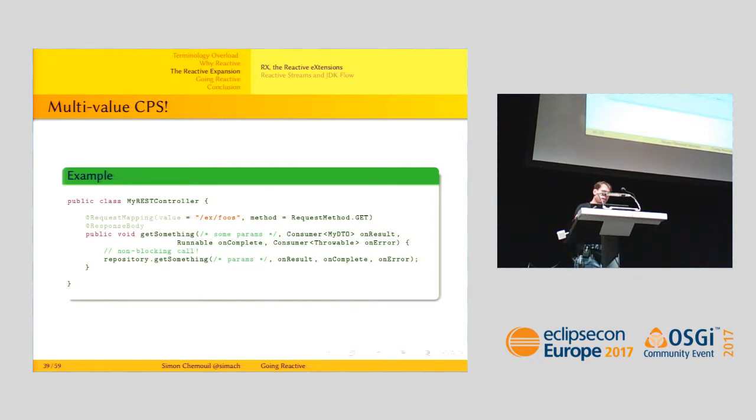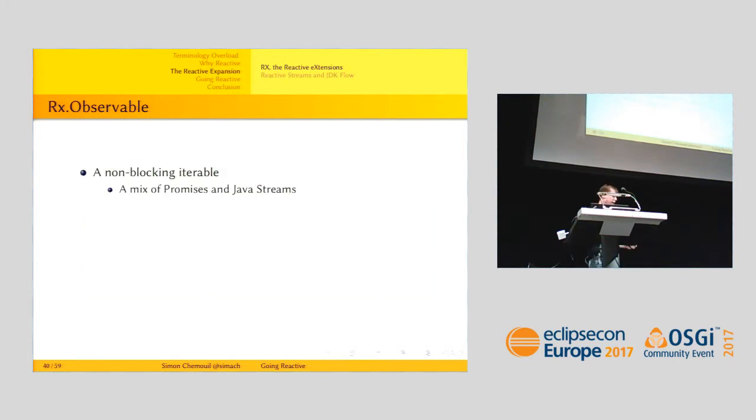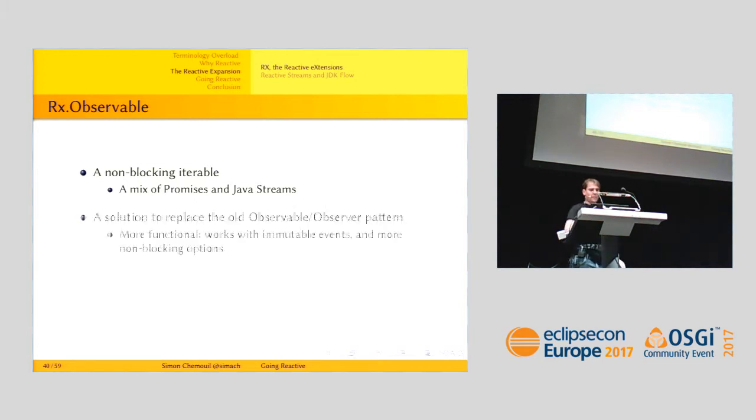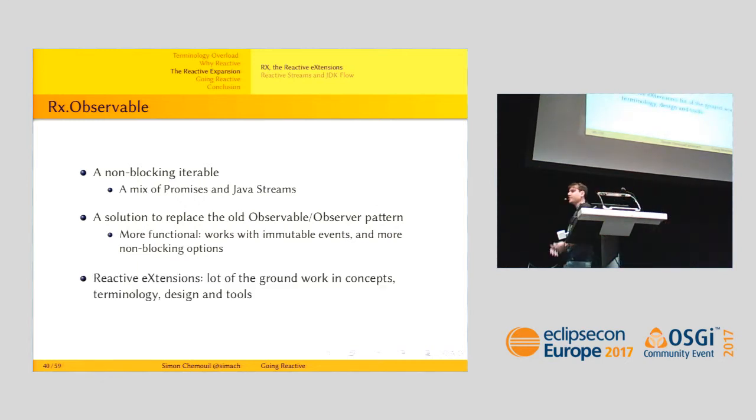And the same way we had promises for single value CPS, Rx gave us RxObservable. It's a mix of promises and streams, in a way. And it's advertised as a way to replace the whole observer pattern in a way that is more suitable to non-blocking programming. So what Reactive Extensions did around that and other things is do a lot of groundwork in the concepts, in the terminology, the design, and some tools. And I will show some of them now.